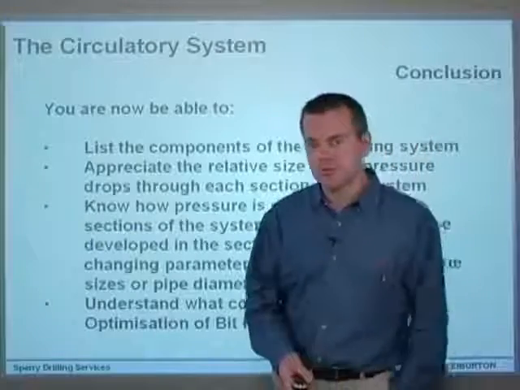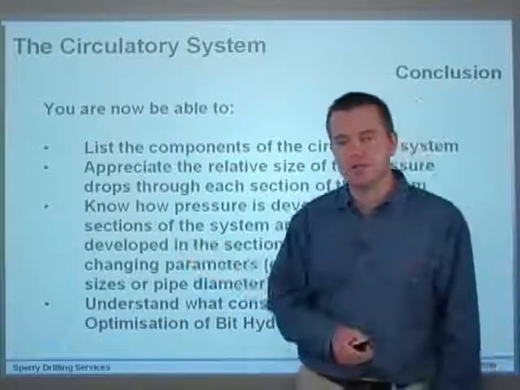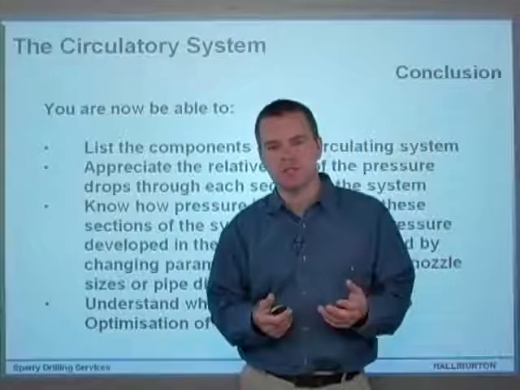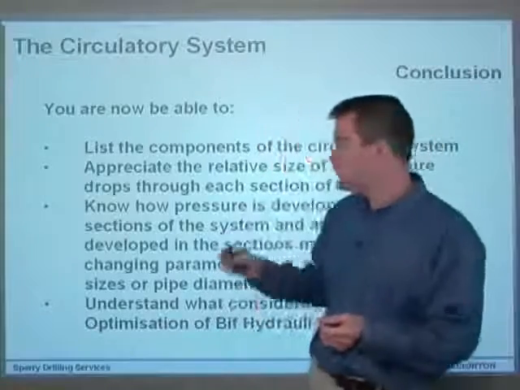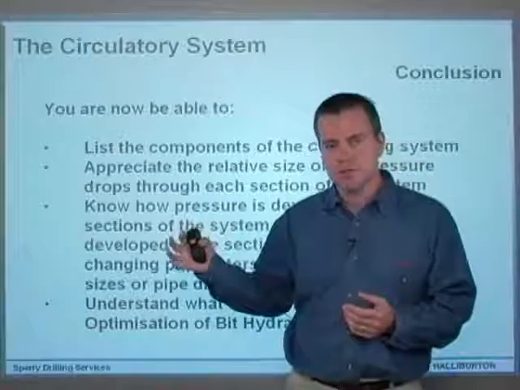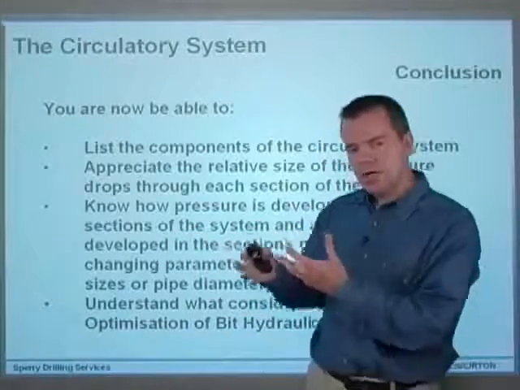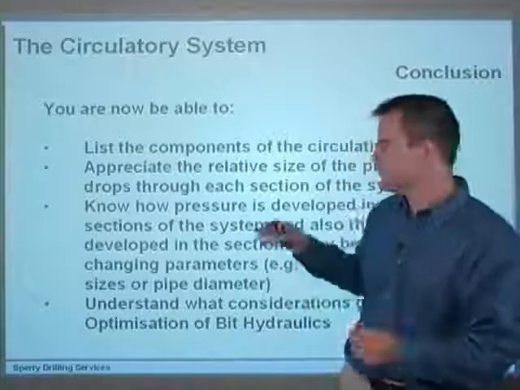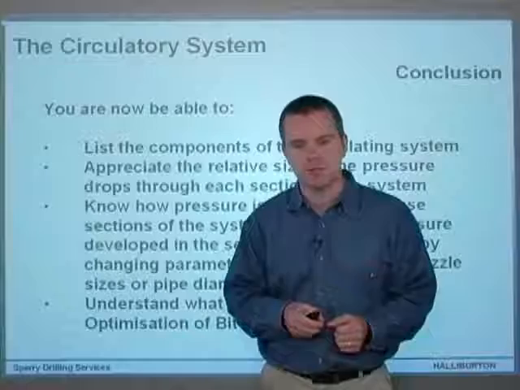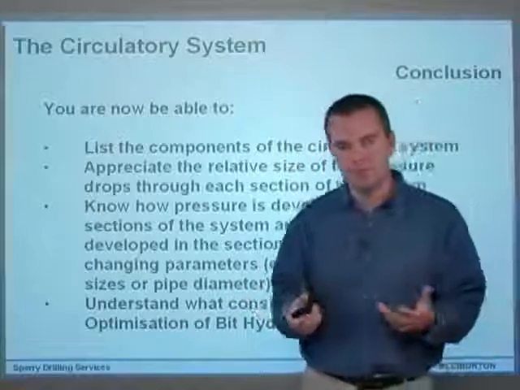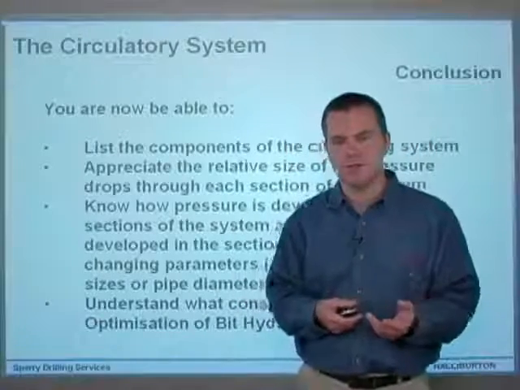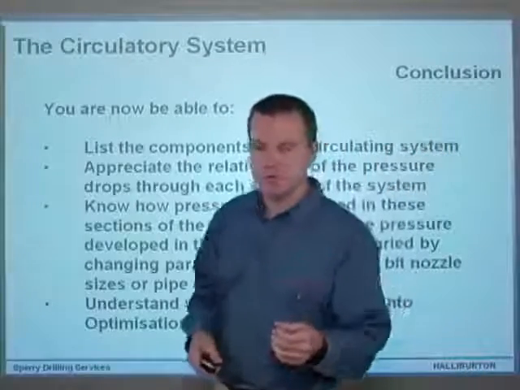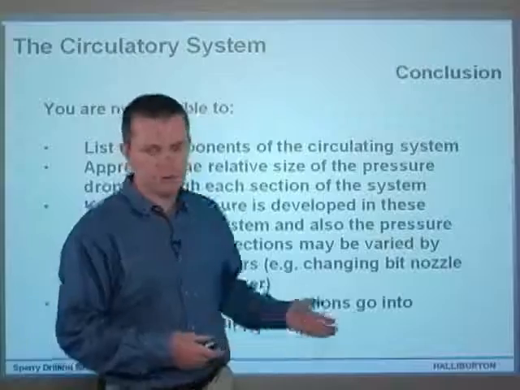Okay, so you're now able to basically list the components of the circulating system, appreciate the relative size of the pressure drops through each section of that system, know how the pressure is actually developed in the system, and also what effect you're going to have on the overall pressure drop in the system by changing some of the variables in each of these small sections. Things like pipe diameter, nozzle size, and so on. And then you should be able to understand what considerations go into optimization of hydraulics and bit hydraulics in particular.